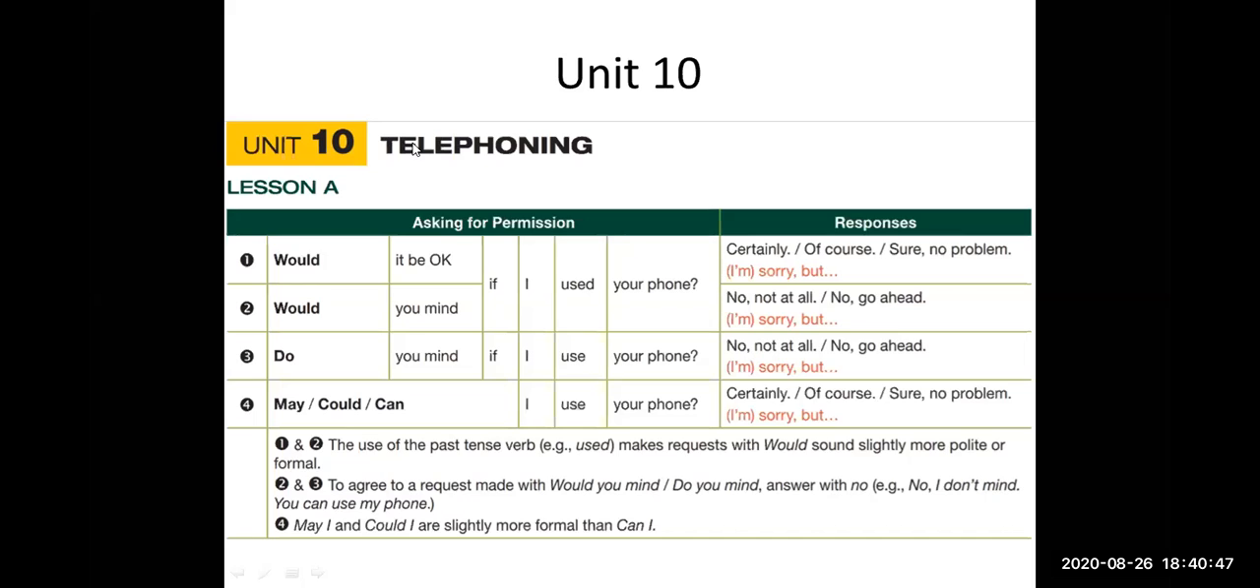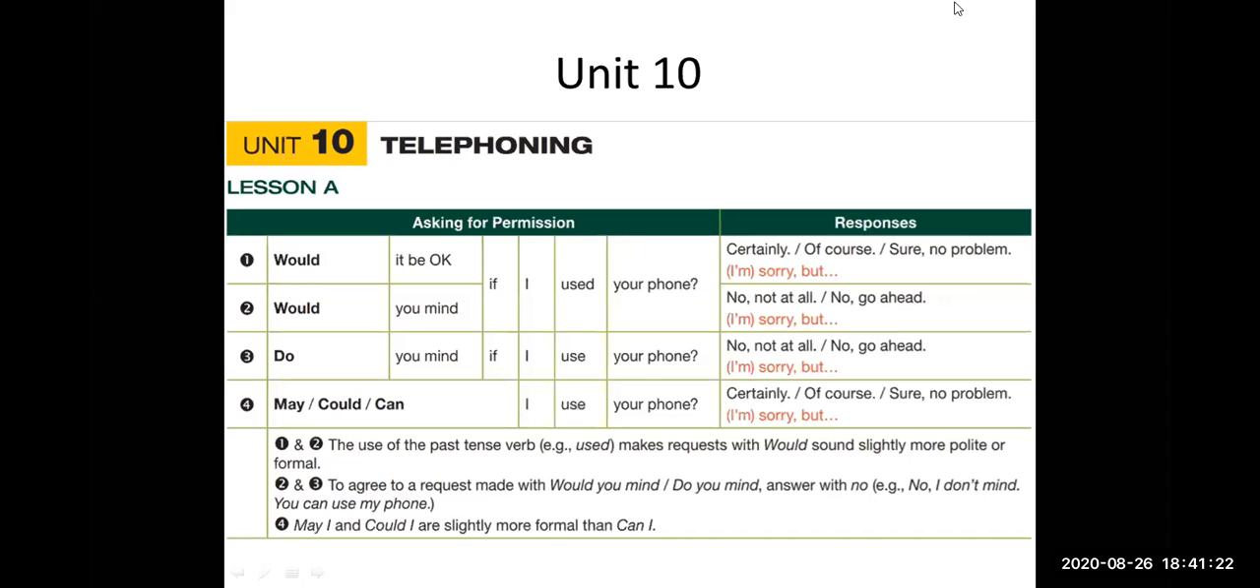So, yes, Alejandro. Well, for would it be okay or would you mind, it is necessary to use the verb in past. Excellent. Yes. Excellent. Very good.